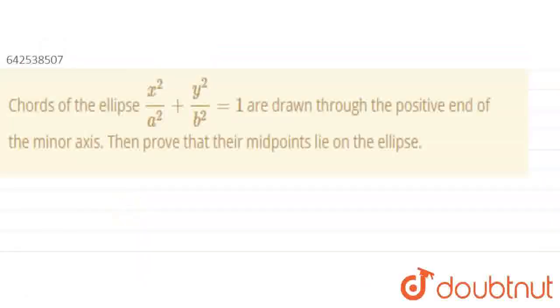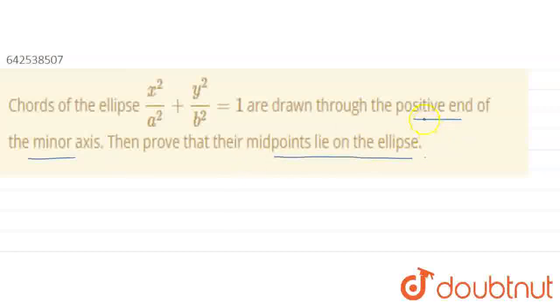Hello everyone, let us solve the question. Chords of the ellipse x square upon a square plus y square upon b square is equal to 1 are drawn through the positive end of the minor axis. Then prove that their midpoints lie on the ellipse.